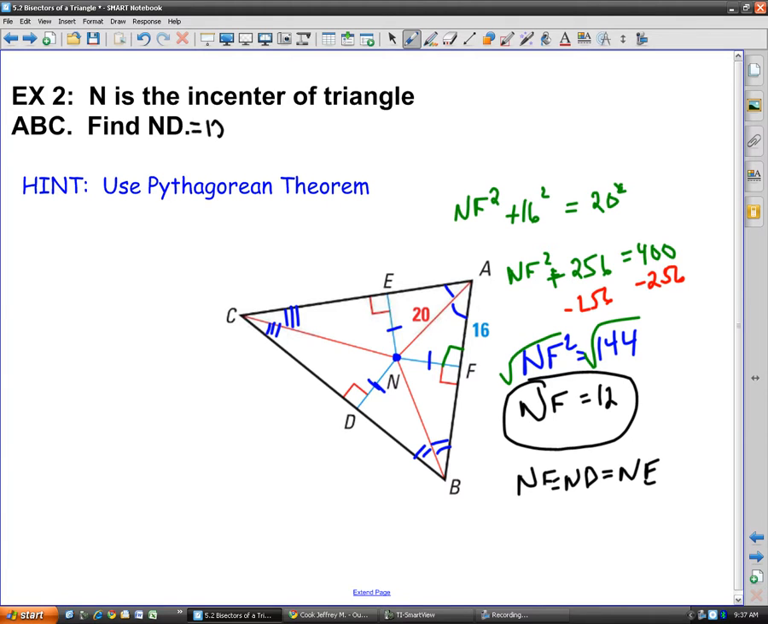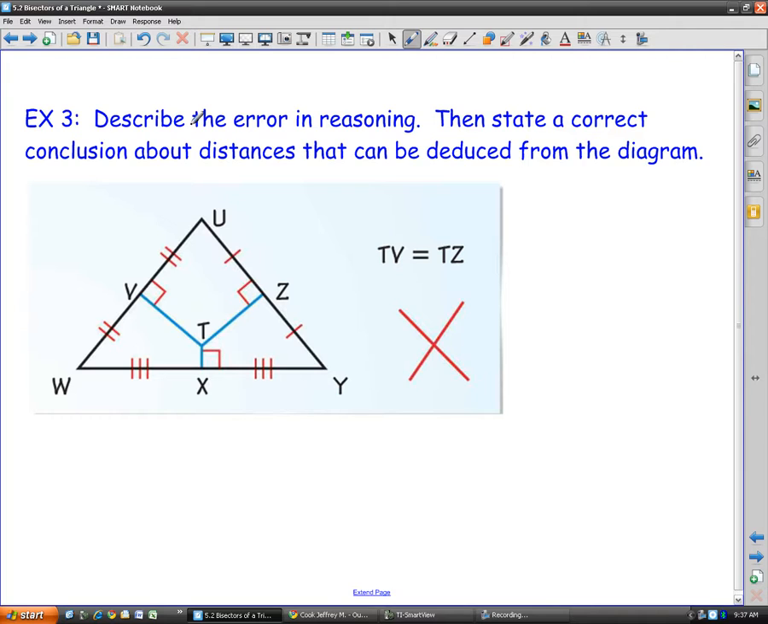So then it says, describe the error in the statement. So then I want you guys to kind of look at this and try to find the error. So please pause it before I move on.